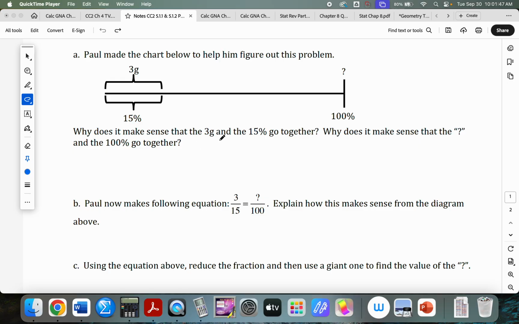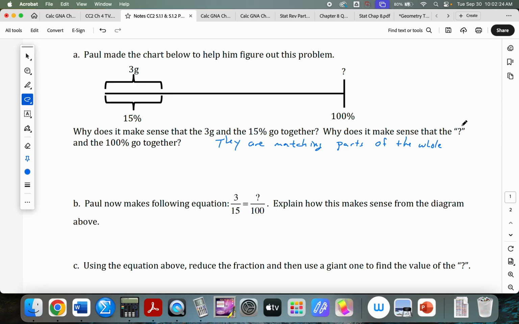So why does it make sense that the 3 grams and 15% go together? Because they are matching parts of the whole. 15% is part. 3 grams is the matching part of the whole thing.